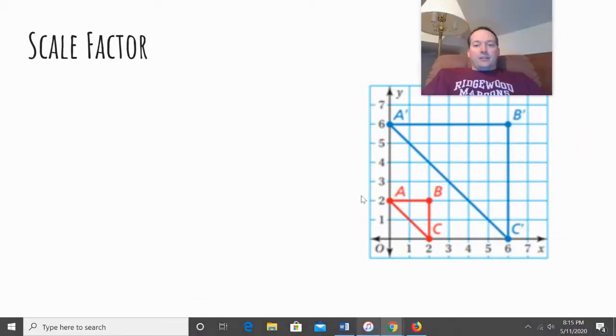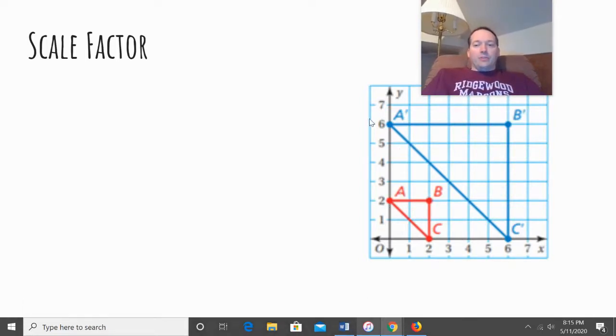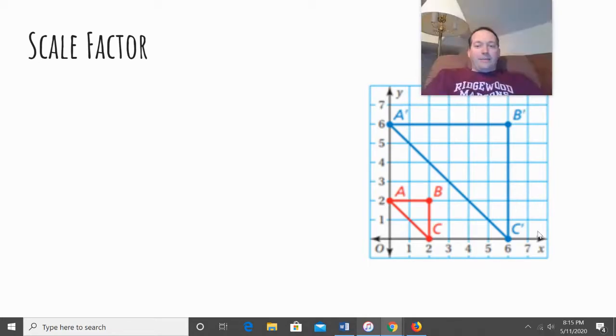So a scale factor talks about how much bigger or smaller the new size is. We're going to start from the red triangle and go to the blue triangle. So we have A, B, and C. Now these are called A prime, B prime, and C prime.